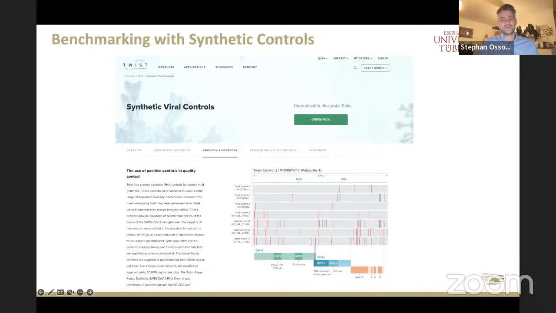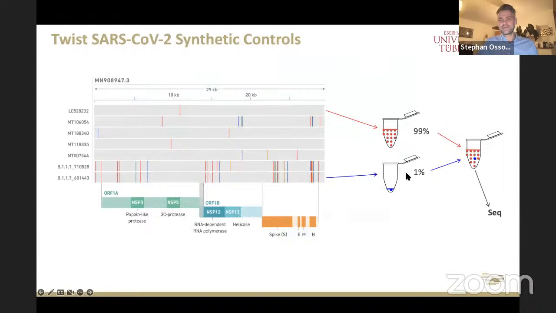So what we decided was to go back to Twist again and order their synthetic viral controls. By now, they have probably like 30 different synthetic viruses for SARS-CoV-2, and they can be ordered. They are similar to Delta or Omicron or to the original Wuhan and so on. So with that, we could now make synthetic mixes.